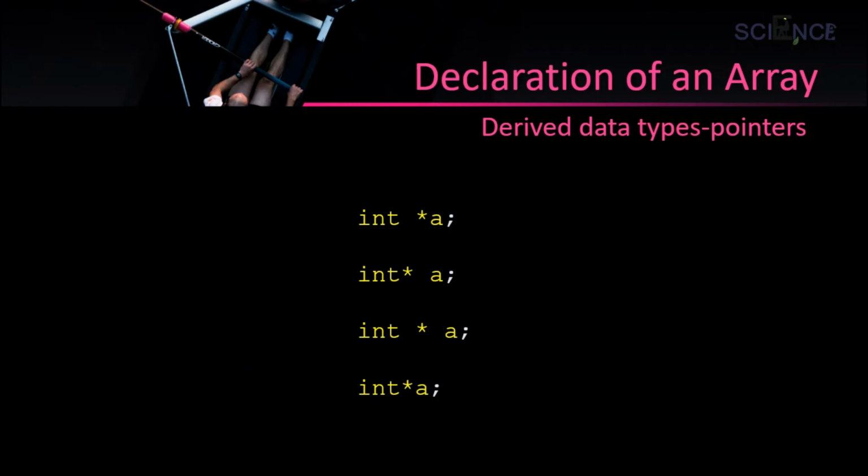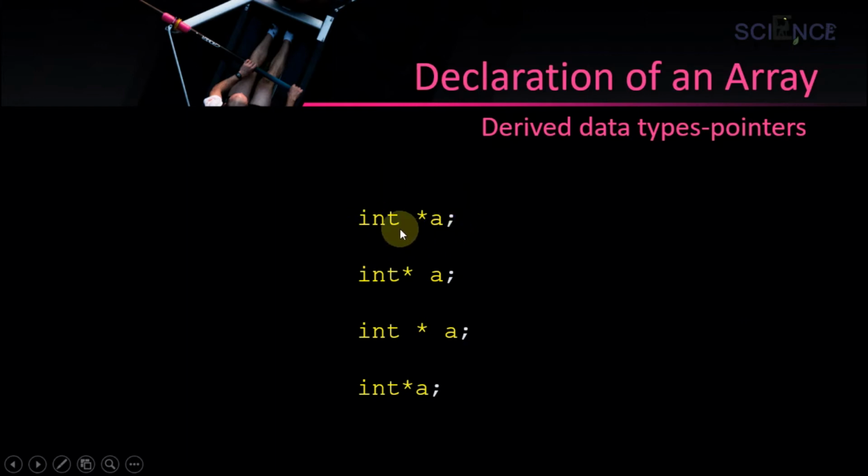Then I told you that we can declare arrays using pointers as well, because pointers are also derived data types, right? So we can create arrays using pointers. If you don't know, don't worry, I'll do a separate video, right?